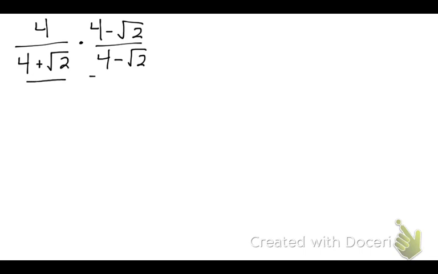These two things have a name together. Notice they're the exact same thing with just different signs, plus and minus. These are called conjugate pairs. They're the exact same terms, but one is plus and the other is minus. And conjugate pairs are the secret to rationalizing this denominator.